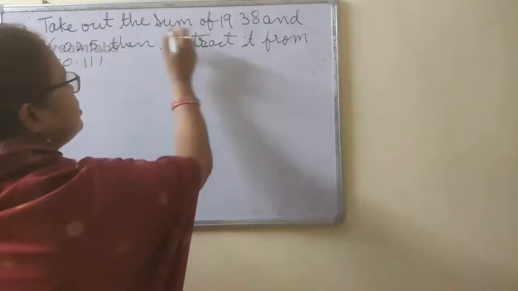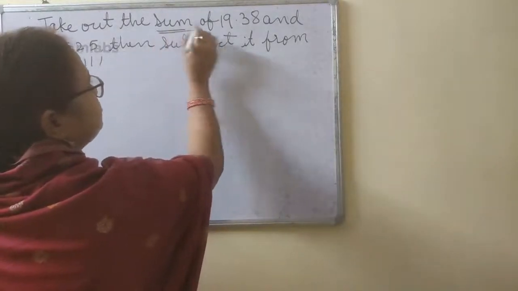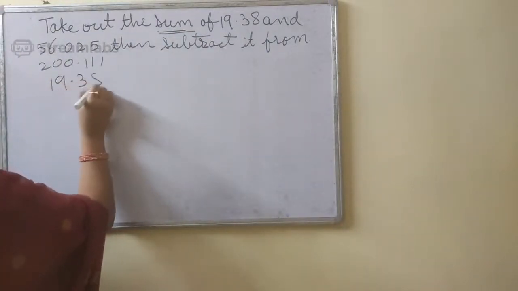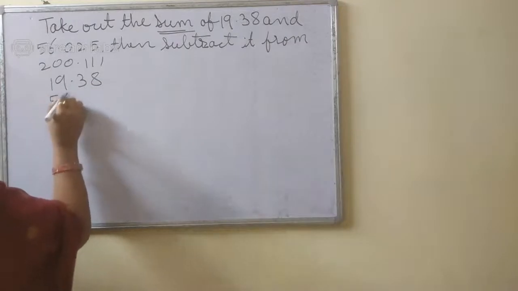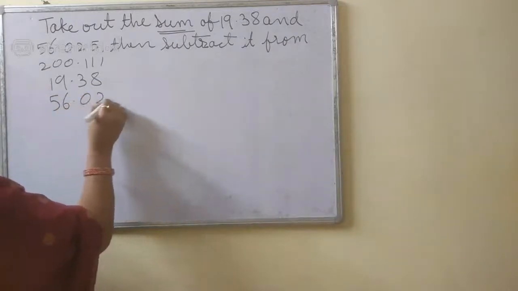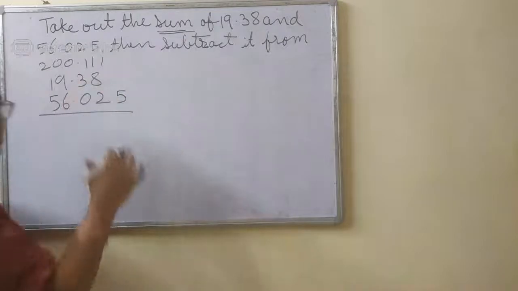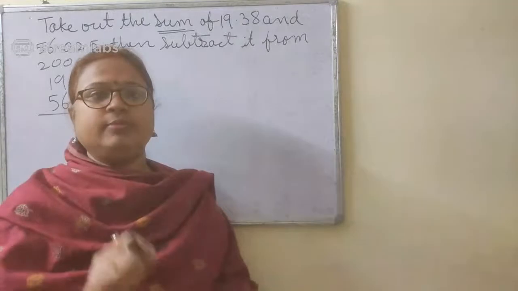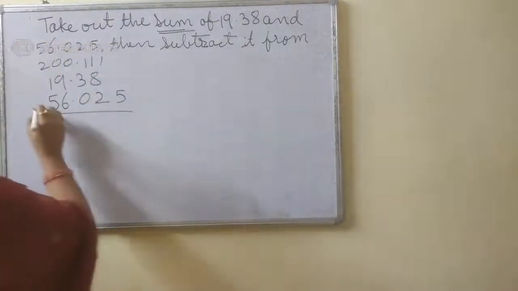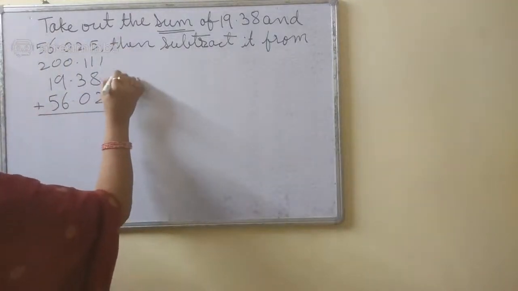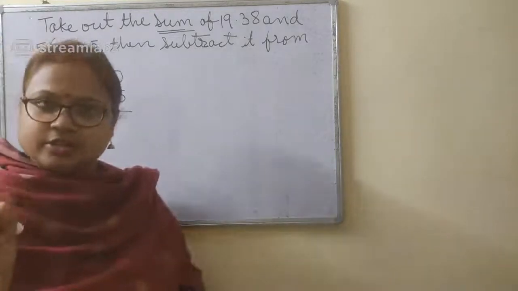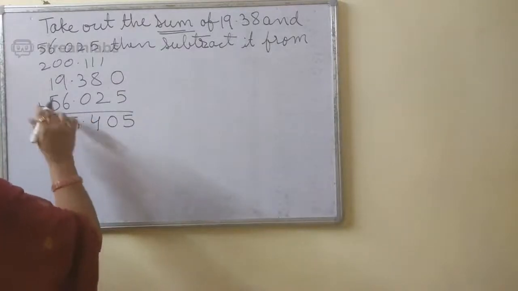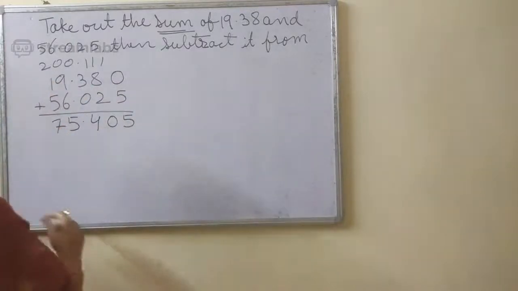56.025. So first we'll find out the sum. Clear? So 19.38 and 56.025. I have discussed in the previous video also that we write the number in such a way that all the decimal points fall in the same vertical line. So here you can make them like terms by putting 0, and the sum is 75.405.